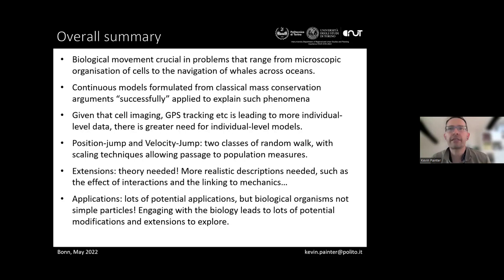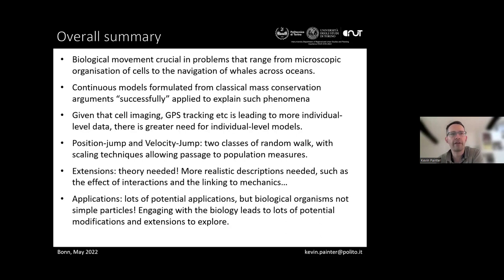But biological organisms are not simple particles. A lot of these theories were originally developed to describe the behavior of gases, etc. But biological organisms are a lot more complicated. And of course, they're interacting with their environment in a lot more sophisticated way. They're communicating over a large scale, doing these non-local interactions, lots more interesting behavior. And actually, that's where engaging with the biology can introduce lots of new interesting modifications and extensions to explore from this system. But anyway, there's a lot of interesting area.